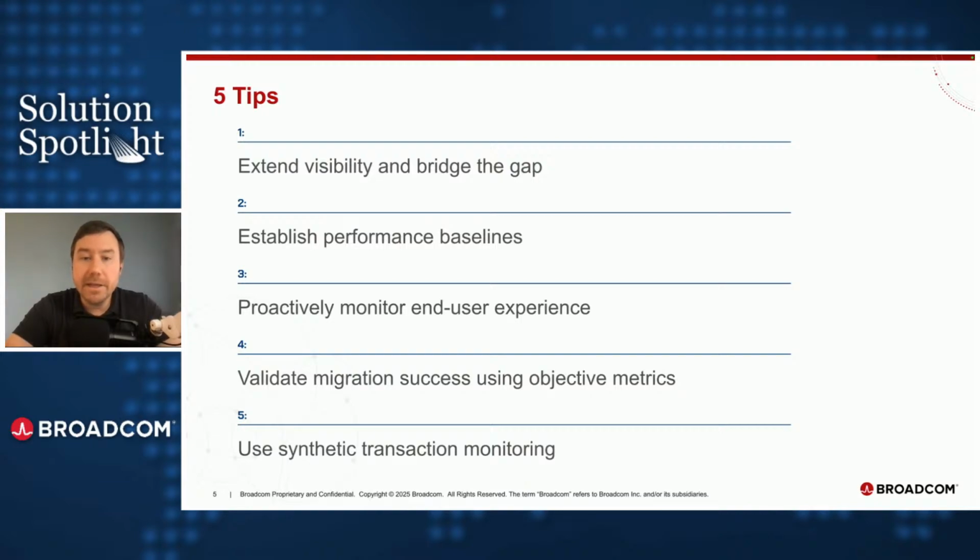Then we're going to validate migration success using objective metrics for application and network performance. So looking at some maligned indexes like AppDex scoring, but ones that allow you to understand over time, is there a fundamental shift in what the performance of this application is? And last, we'll use synthetic transaction monitoring. So continuously simulating user workflows and use those to proactively kind of detect slowdowns. Okay, so with those, we'll go right into tip number 1.